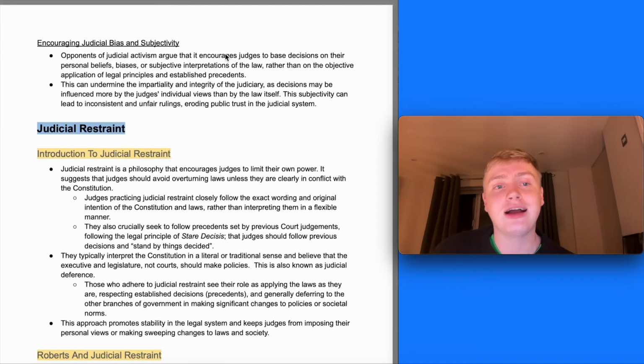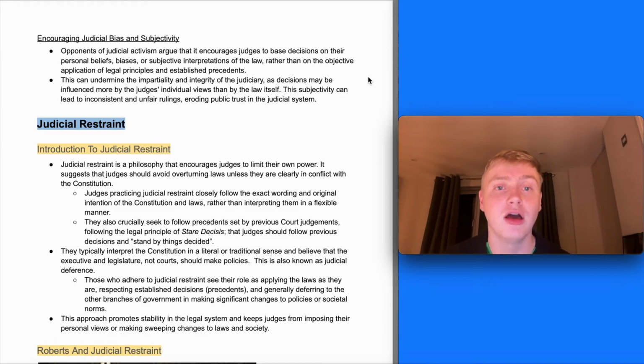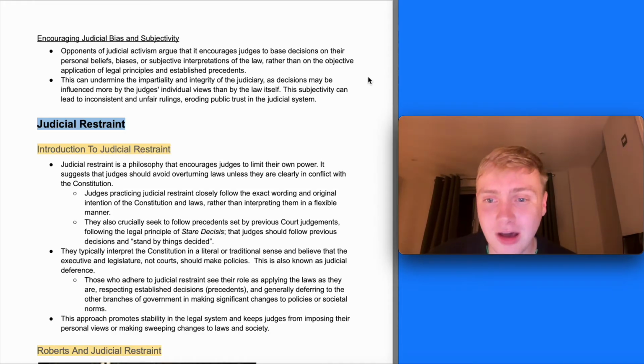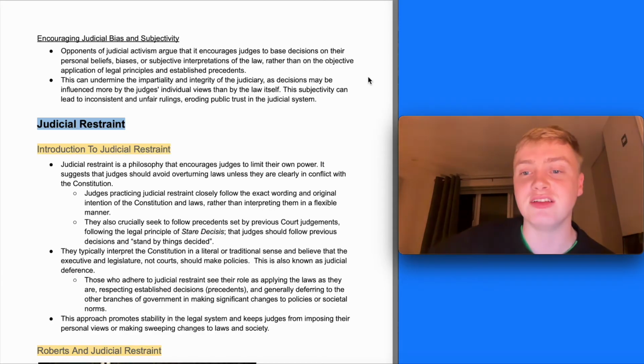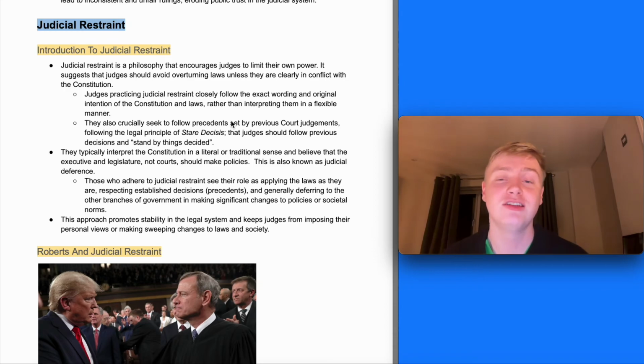So opponents of judicial activism argue that it encourages judges to base their decisions on their personal beliefs and political biases, rather than the objective application of legal principles and established precedents, which can undermine the impartiality and integrity of the judiciary, as decisions may be influenced by their individual views rather than the law itself. And that can, in the long term, be seen as undermining the judiciary by moving it away from being a neutral judicial institution towards being a political institution. Okay, so that was judicial activism.